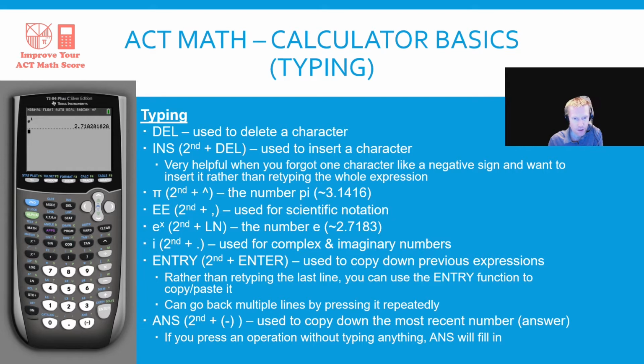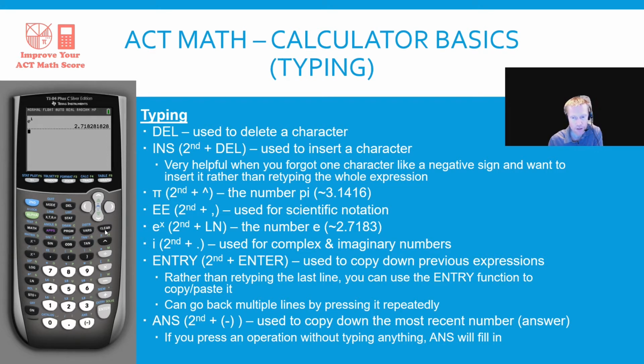The next thing I want to mention is a lowercase i, which is used for complex and imaginary numbers. Again, we'll get into that in a lot more detail in the main part of the calculator operations module, but just so you know, you can type i by hitting second and then the period button here at the bottom between 0 and the negative sign, and you can see when you do that there's a little lowercase i there.